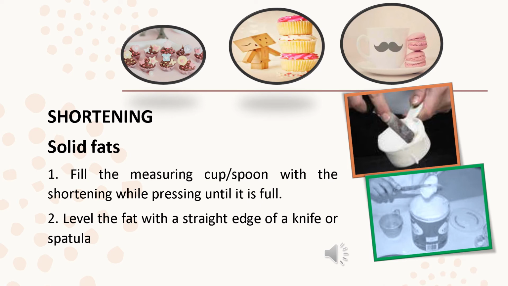Shortening, solid fats. Number 1, fill the measuring cup or spoon with the shortening while pressing until it is full. Number 2, level the fat with the straight edge of a knife or spatula.